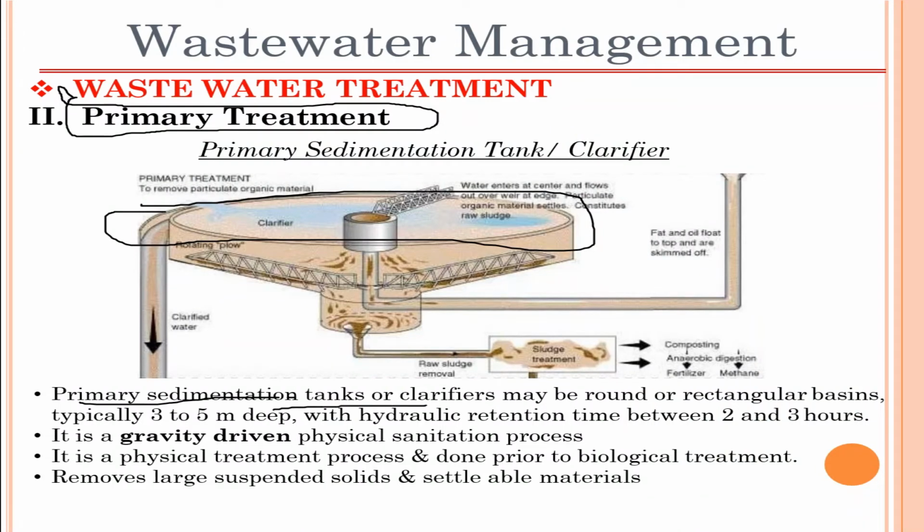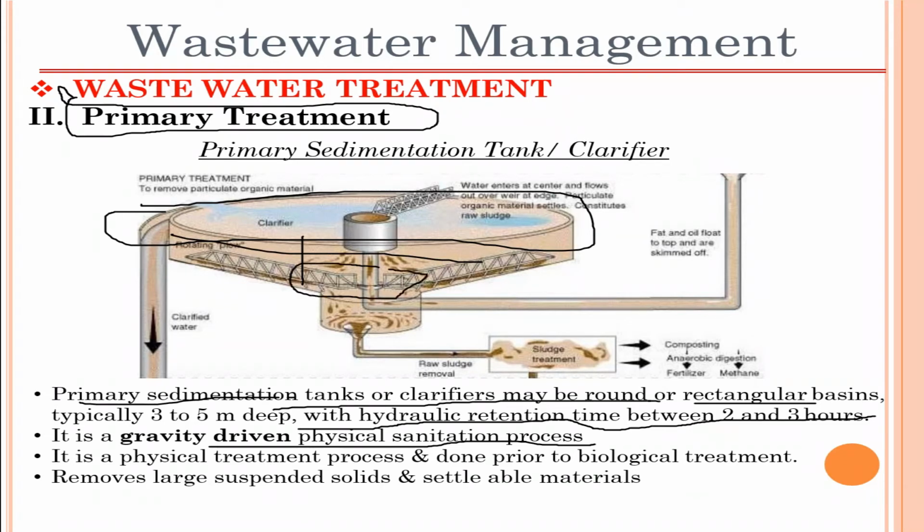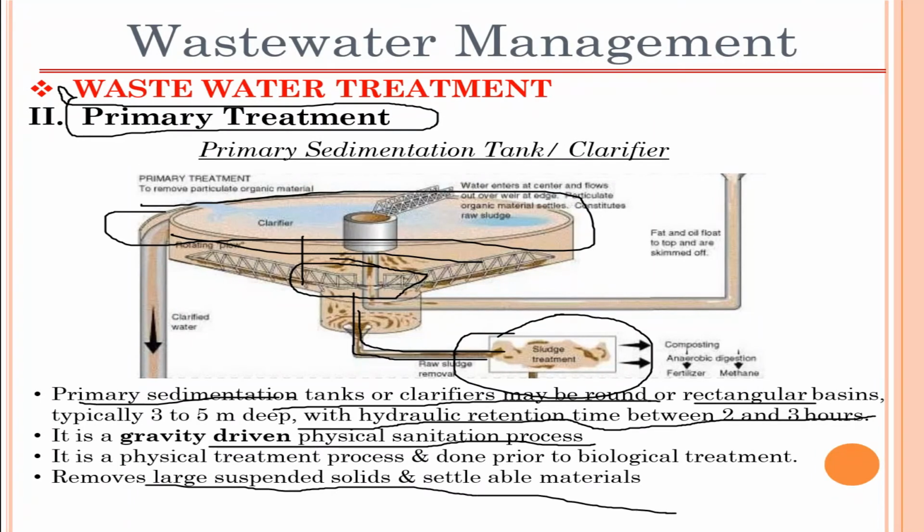Alright, sedimentation tanks may be rounded or rectangular basins, with a hydraulic retention time between 2 to 3 hours, and it is a gravity driven physical separation process. So basically the heavier particles will go down and the lighter ones will stay up. All the heavier particles which get collected here move through this pipeline and get collected as sludge. The sludge contains all of the solid or bigger particles, and it removes large suspended solids which are able to settle down.